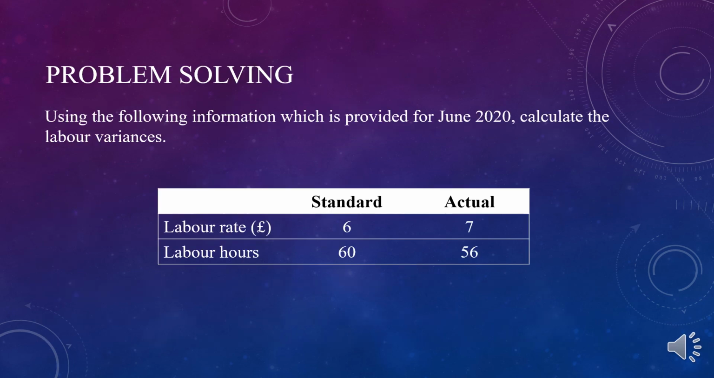A business budgets for a labour rate of £6 per hour. It also establishes that 60 hours are needed to complete the budgeted output. Therefore, the budget shows an amount of £360 for labour. The actual number of hours has decreased to 56 hours, but the rate was increased to £7 per hour. You are asked to calculate the total labour variance, the labour rate variance, and the labour efficiency variance.